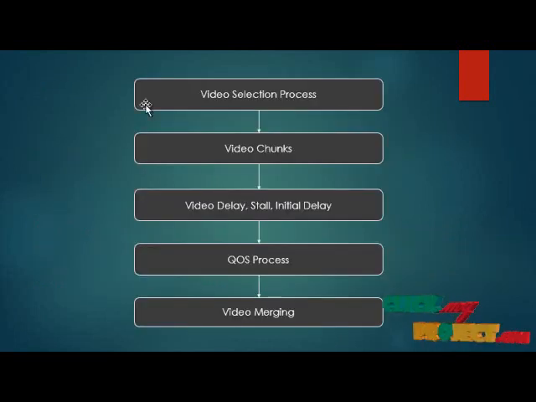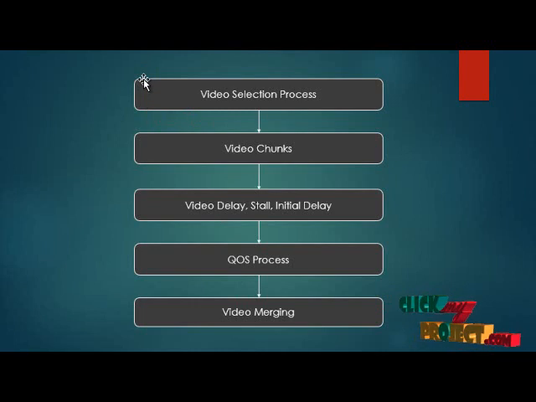It is our project flow diagram. In our process flow diagram, there are 5 modules involved. The first module is the video selection process, the second is video chunks, the third is measuring the video delay, stall and initial delay, the fourth is the QAS process, and the fifth is the video merging process.